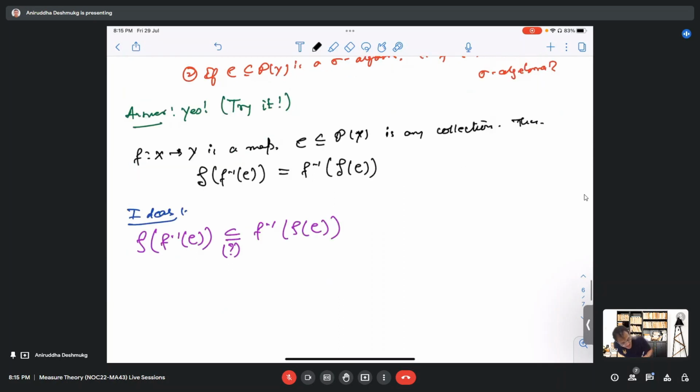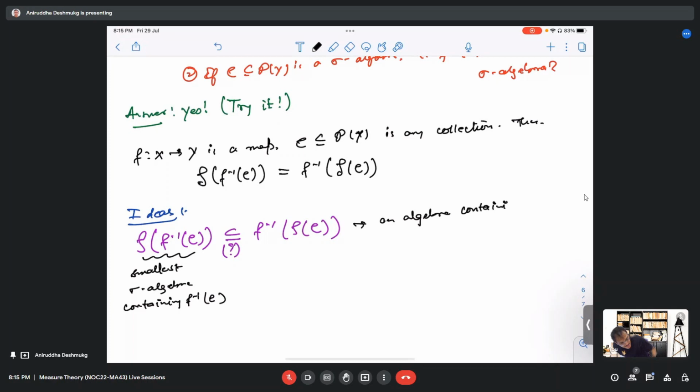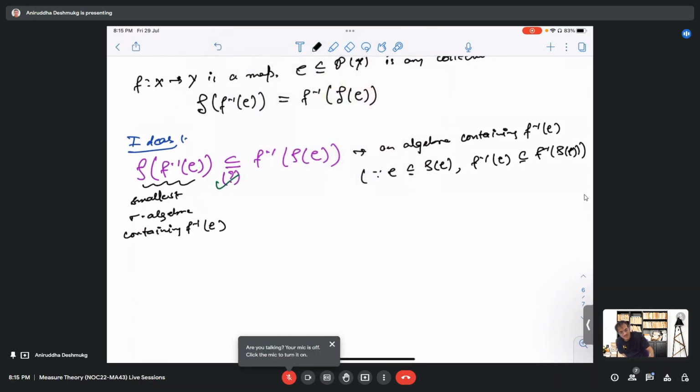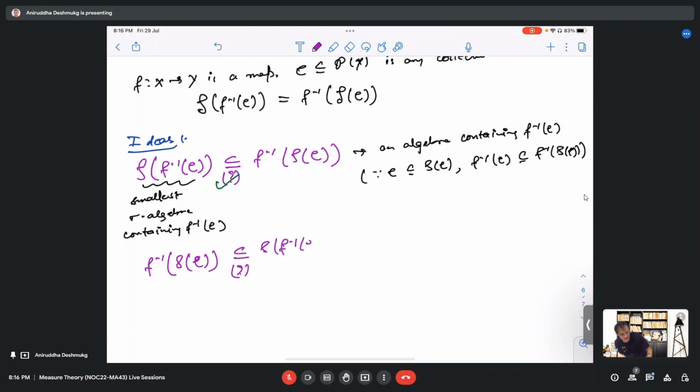Correct. So this is the smallest sigma algebra containing F inverse C, and this is a sigma algebra containing F inverse C. Why is F inverse C here? Since C is in SC, F inverse C is in F inverse of SC. Now, one way is fine, no problem here at all. The other way is a bit tricky. F inverse SC, we want that it is a subset of S of F inverse C.